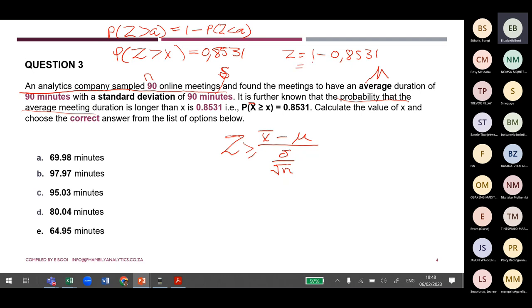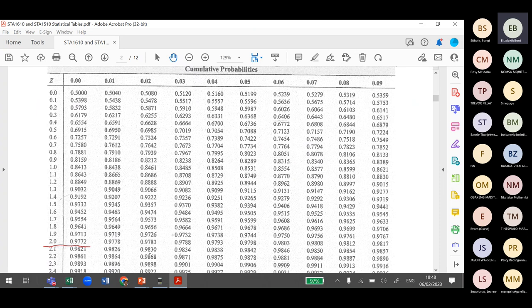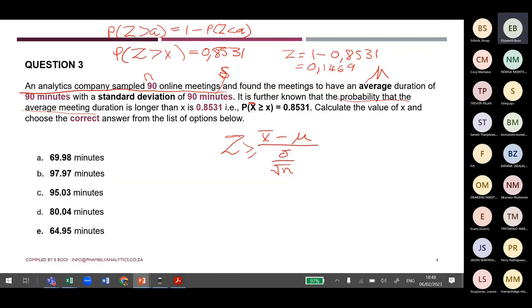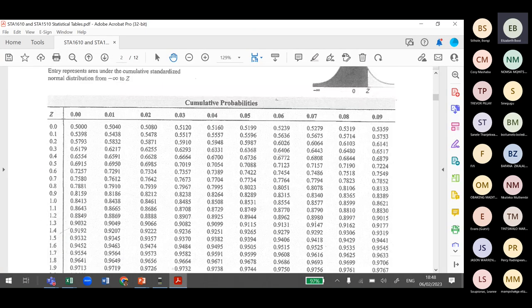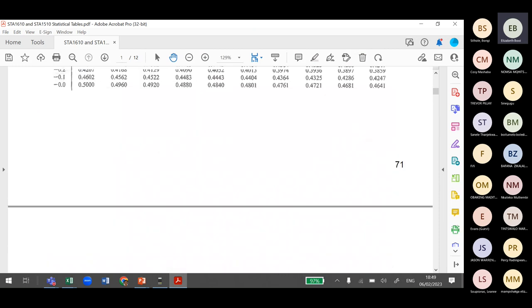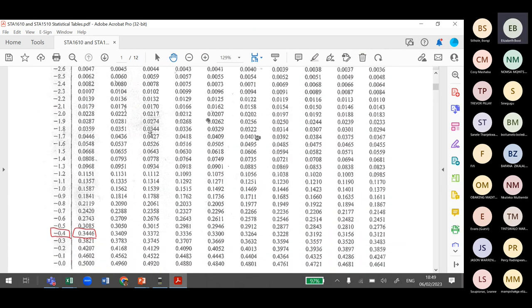What is 1 minus 0.8531? 0.1469. So we're going to take 0.1469 and look for it inside the table to find those Z values. The value is small, it's 0.14, so it will be on the negative side, because the positive side had the bigger probability. So we go to the negative side and look for it.